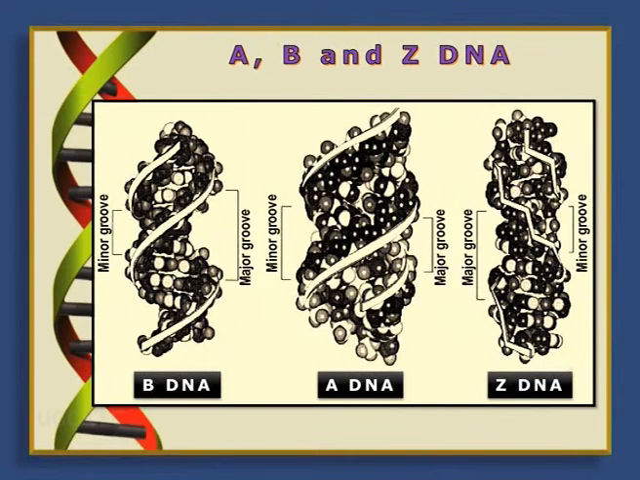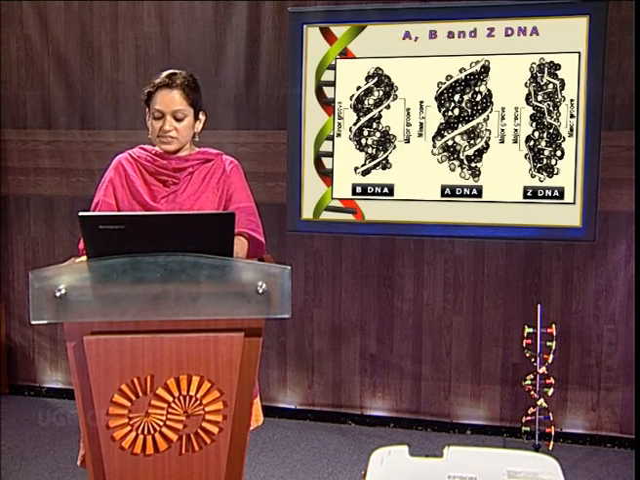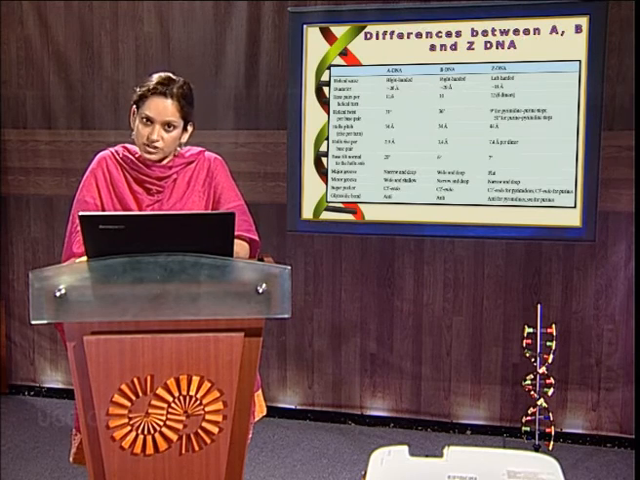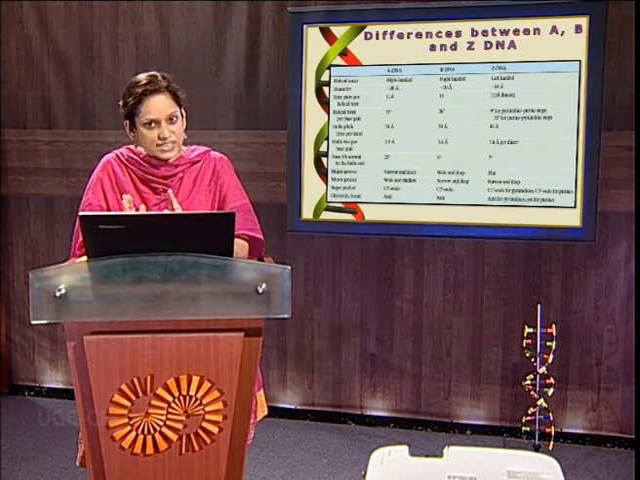So, let us now enumerate the differences. Of the A, B and Z DNA, as we have told you, B DNA is the normal DNA, whereas A DNA is the wider, flatter, right-handed DNA double helix. Z DNA is the left-handed, zigzag, longer, thinner DNA double helix. So, these three distinguishing features allow us to distinguish them. Besides this, there are other structural features which help to distinguish between A, B and Z DNA.